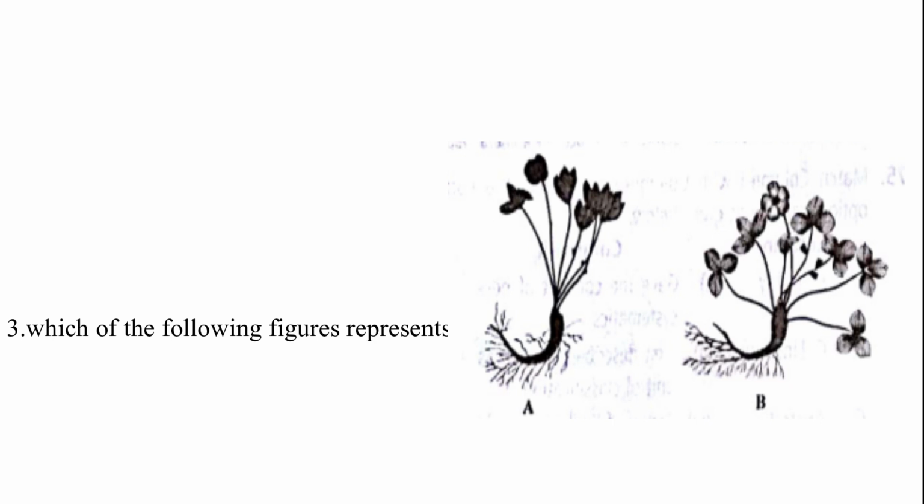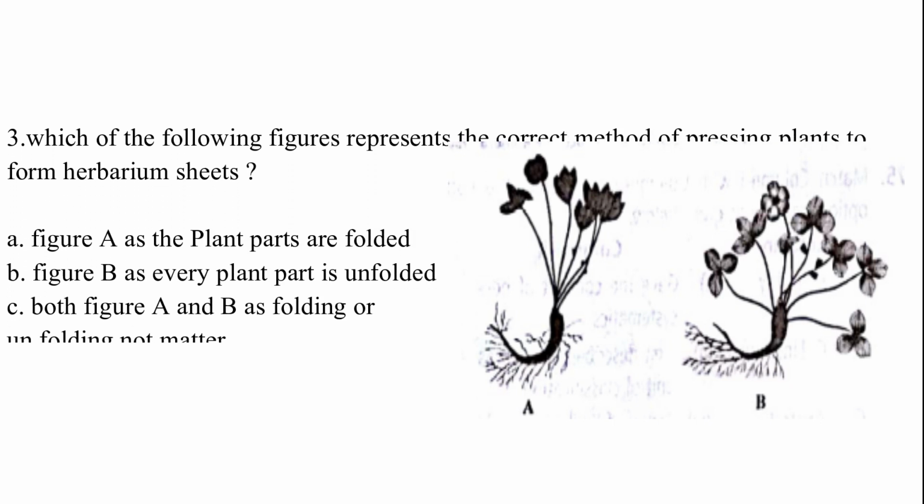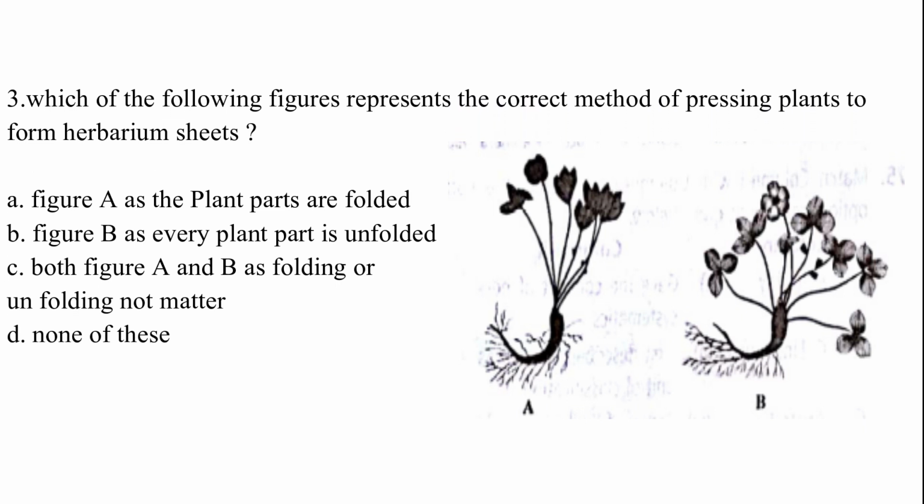Which of the following figures represents the correct method of pressing plants to form a herbarium sheet? Option A, Figure A, where the plant parts are folded. Option B, Figure B, where every plant part is unfolded. Option C, both Figure A and B, as folding or unfolding does not matter. And option D, none of these. The correct answer is option B, which is every plant part is unfolded.